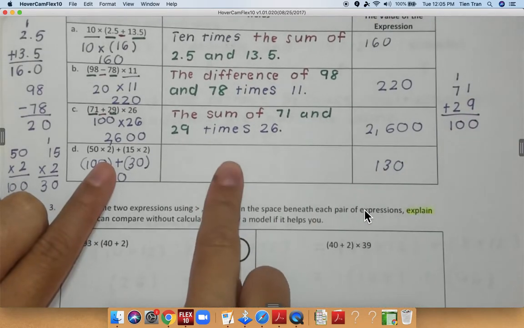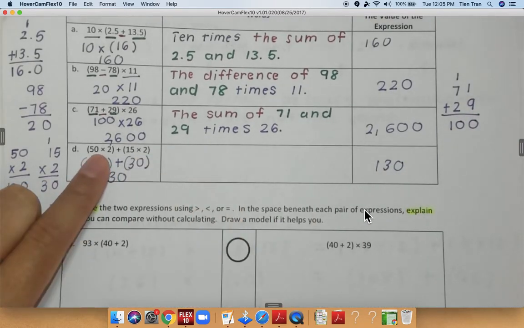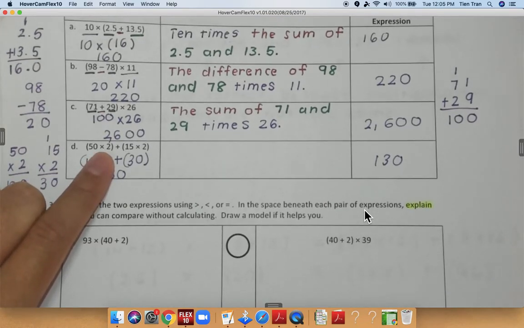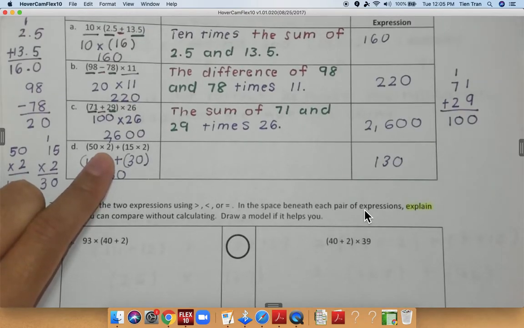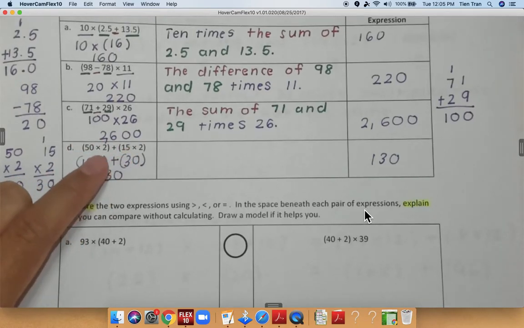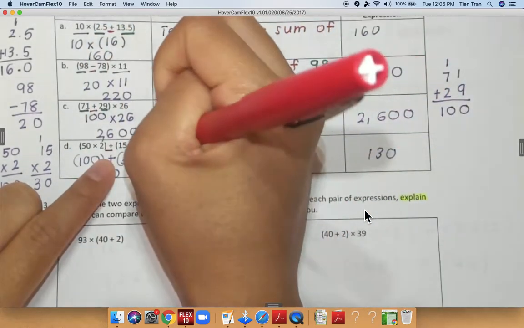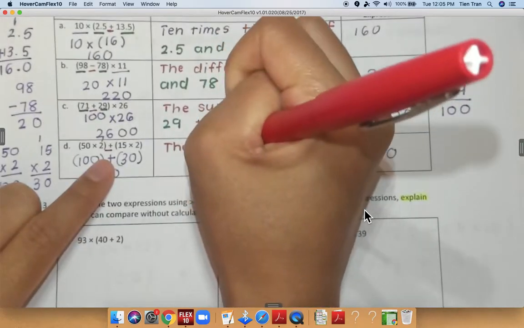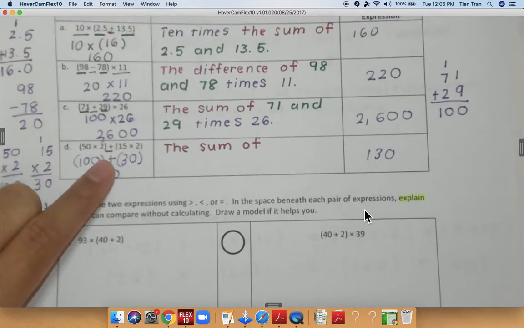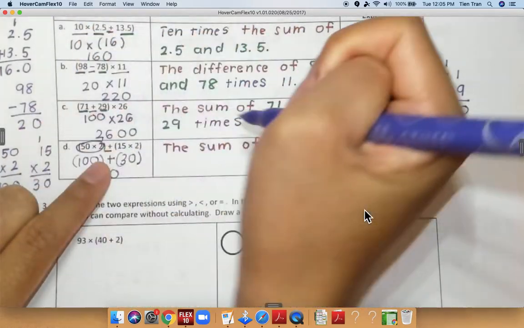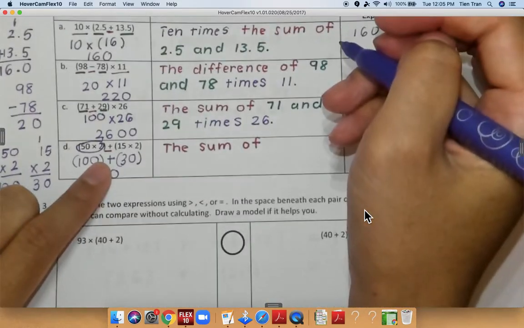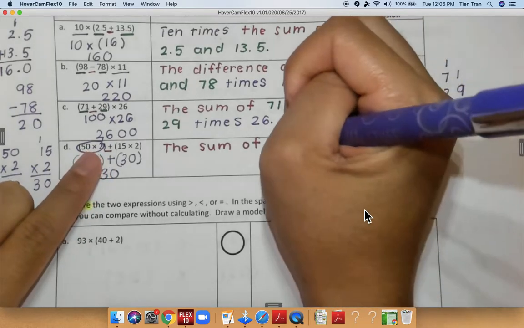Now I'm going to write my word form. I have 50 times 2, right? And earlier for the other equations, I don't know if you guys remember how it was phrased, but it was phrased as the sum of 2 15ths or 2 50s or 15 times 2, right? So that's what I'm going to do. I'm going to start there. The sum of. And then I'm going to do this one first. 50 or we can say two 50s, a 50.